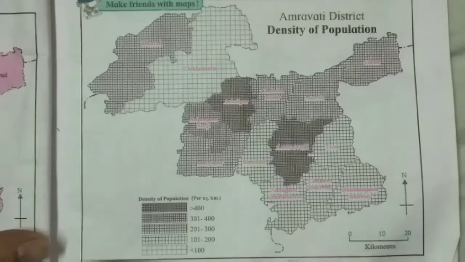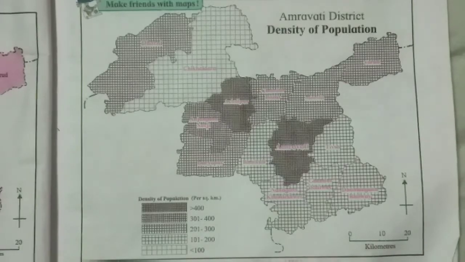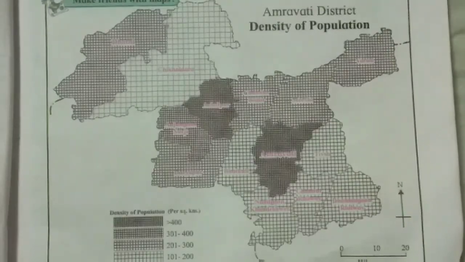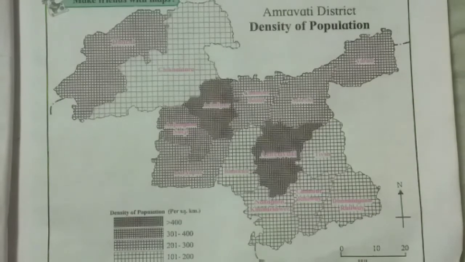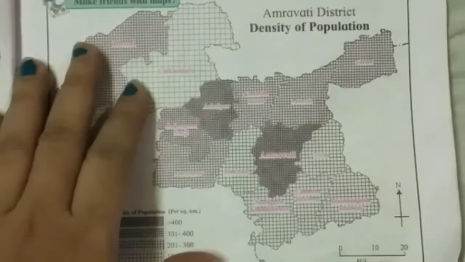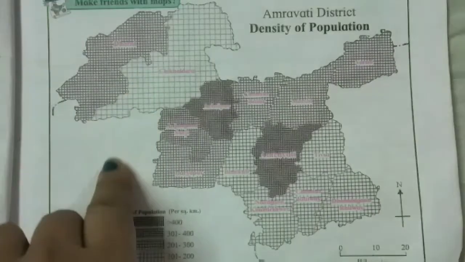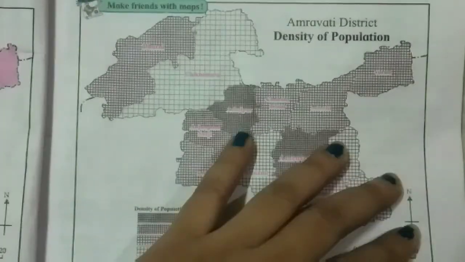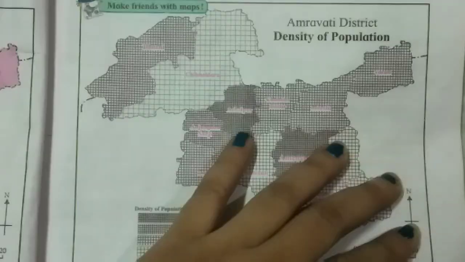We studied the dot method map, the choropleth map, and now we are going to study the isopleth map. Now, what is an isopleth method map? An isopleth method map is a map type that shows the distribution of a variable with the help of lines showing equal values. You can see here it's showing equal values. When the distribution of a variable is continuous, the isopleth method is used to show its distribution. For example, altitude, temperature, rainfall, etc.